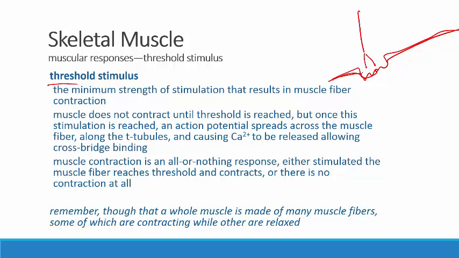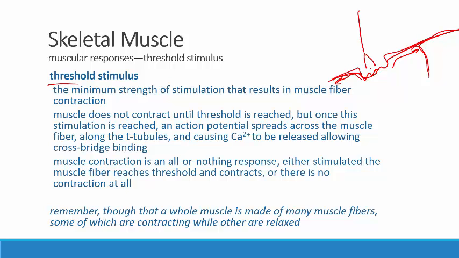So if the muscle reaches threshold, that is, if we get enough of a signal here, then an action potential will spread along the sarcolemma and down any T-tubules to bring that action potential deep into the cell, where it will cause the myofibrils to then contract.